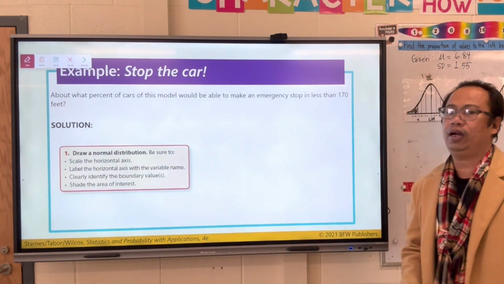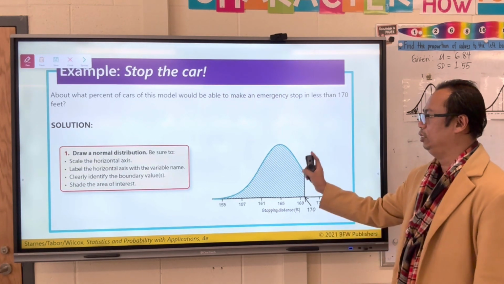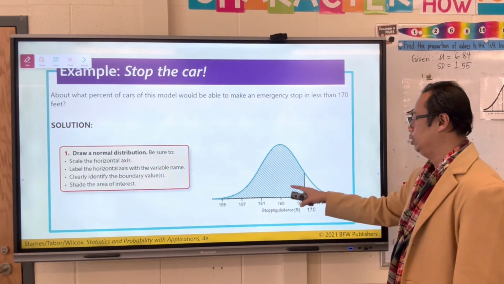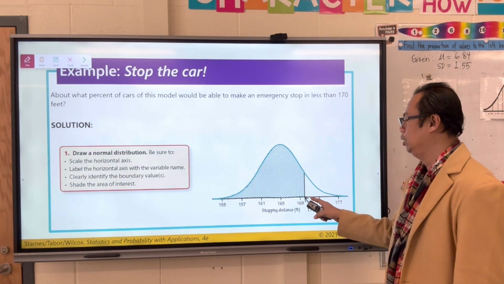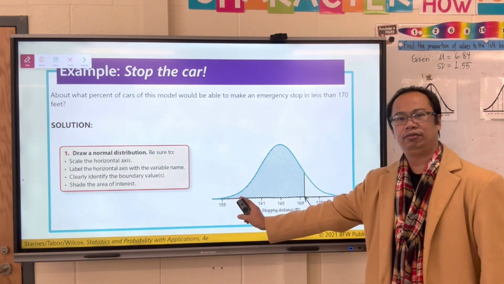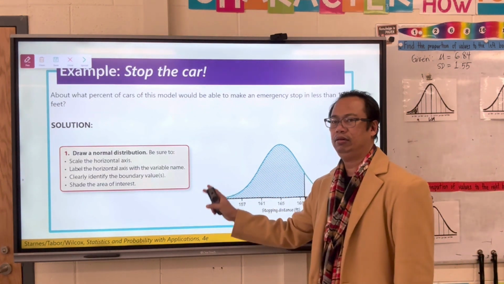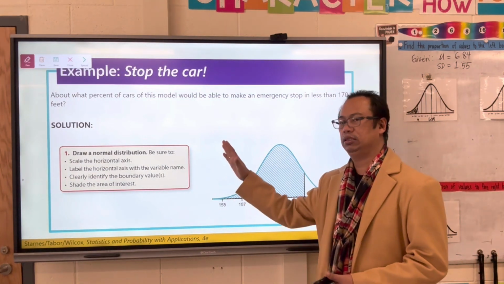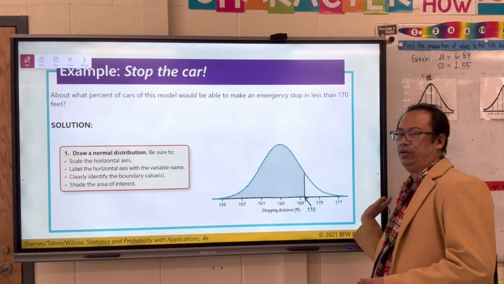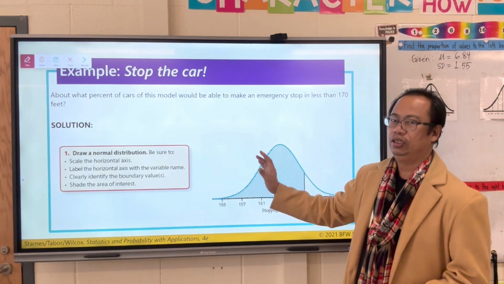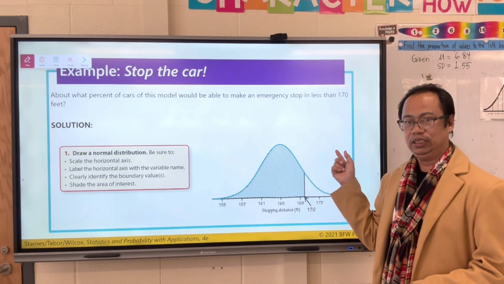The first thing, we need to draw the line. Put the data, make a normal curve, calculate the number line, and then we put 170 here. Because it is less than, it's to the left. If it is greater than, it's to the right. So this is less than, that's why we shade this. If it were greater than, we would shade the other side, not the left side. We shade the left side because it is less than 170.